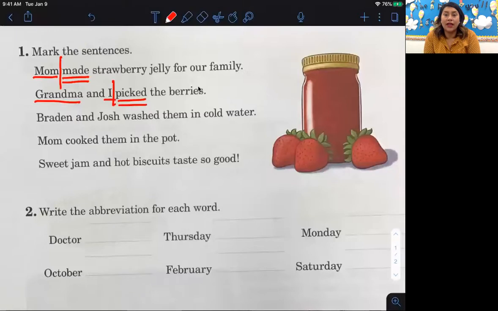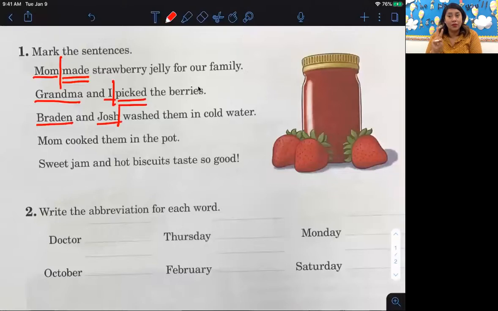Next, Braden and Josh washed them in cold water. Where are we going to draw our dividing line? After Josh and washed. That kind of rhymes, right? Okay. Who is the subject in this sentence? Who are the people that are doing the action? Braden and Josh. We're talking about Braden and we're talking about Josh.